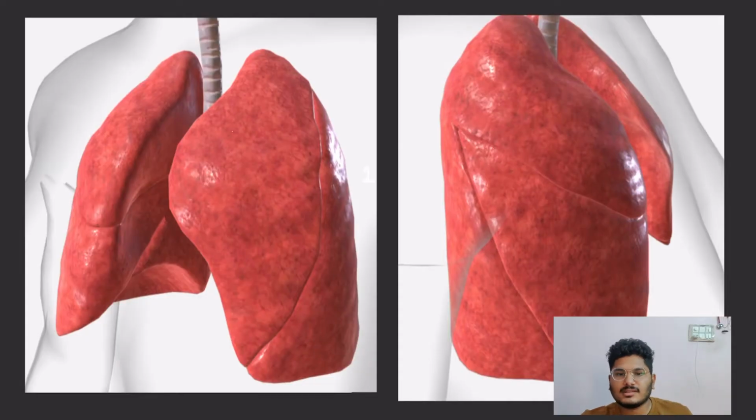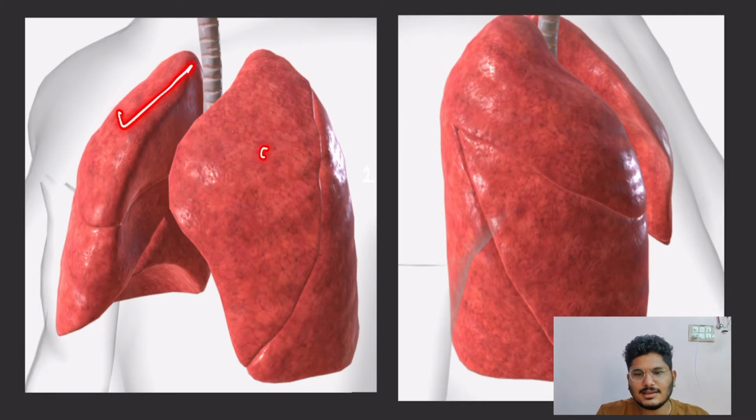So the next topic is regarding the bronchopulmonary segments. Before learning about bronchopulmonary segments, we need to know the lobar anatomy of both the lungs. So this is the right lung, this is the left lung in a 3D anatomy. Here is the better view of the right lung. This right lung has three lobes, 1, 2, and 3.